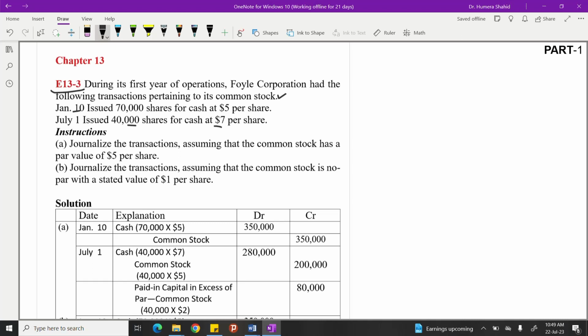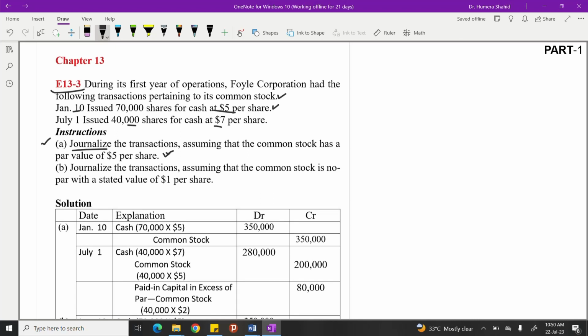Journalize. Now, what we're supposed to do, we are going to journalize the transactions, assuming that common stock has a par value of $5 per share. So, when we were discussing the topics in the chapter, we clearly understood that common stock and preferred stock are always recorded at their par value or stated value. So, in this transaction, for January 10, they have given us the issuance price of the shares, but they have not provided us what is the par value. That's why in part A they are saying that the par value is $5 per share.